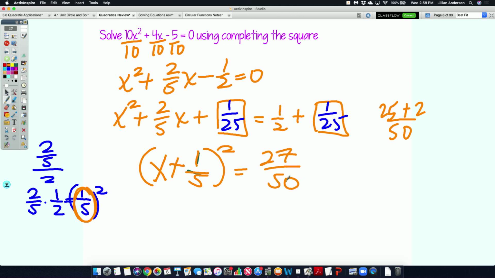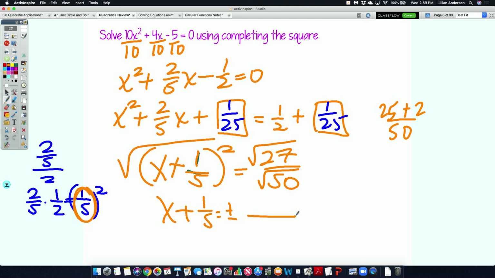How do I solve this? Take the square root. And remember, when you take the square root of a fraction, you're taking the square root of the top and bottom. Simplify the numerator. What does that become? 3 square root of 3. Simplify the denominator. What does that become? 5 square root of 2.